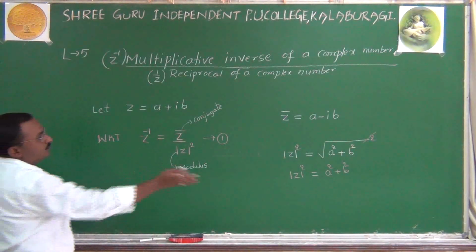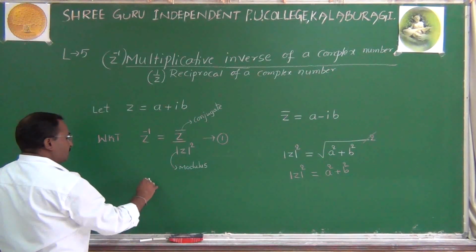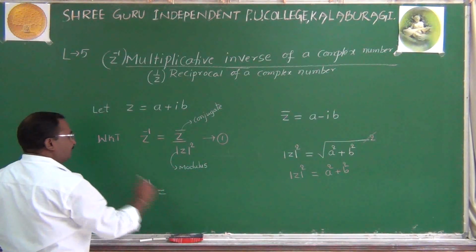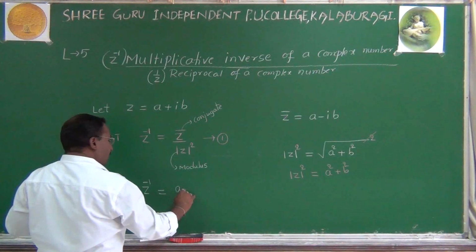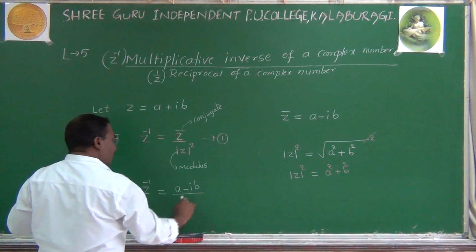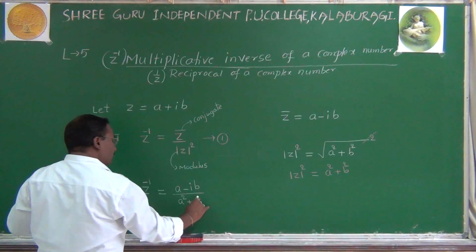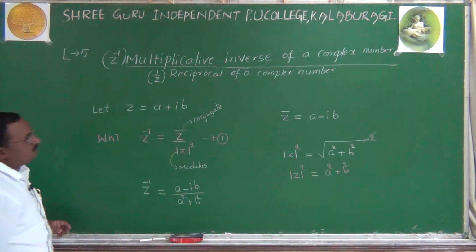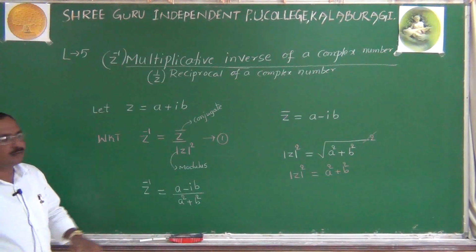Substitute these two values in this equation number 1. Z inverse, the multiplicative inverse, is z bar, a minus ib, divided by modulus of z whole square, a square plus b square. This is the general form.